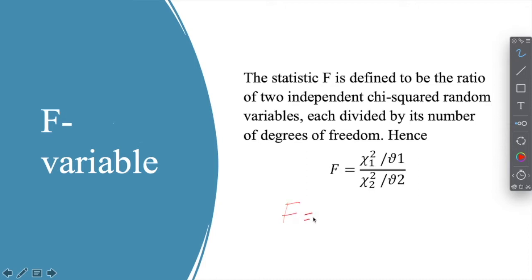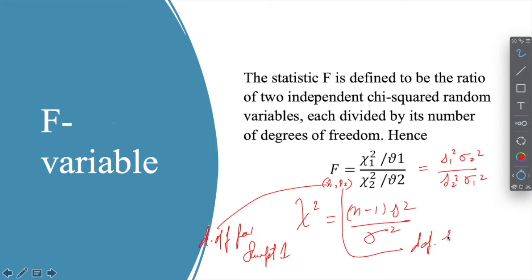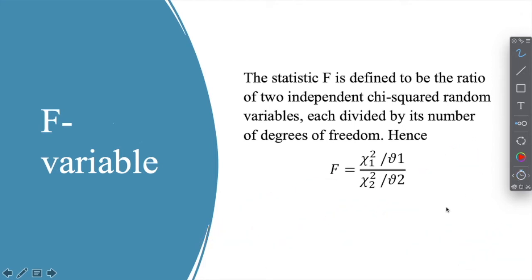So F is nothing but chi1 square upon chi2 square divided by nu1 upon nu2. Here chi square, we know, is nothing but (n minus 1) s square upon sigma square. So this may be turned into s1 square sigma2 square upon s2 square sigma1 square for a sequence of nu1 comma nu2. Nu1 is the degrees of freedom for sample 1, and nu2 is the degrees of freedom for sample 2 of size n2. So this is the F variable.